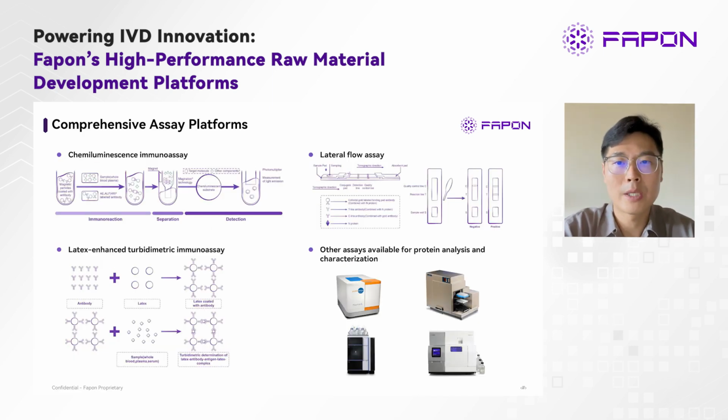In the next slide, I would like to show you our comprehensive assay platforms. We are able to routinely evaluate the performance of our raw materials on different assay platforms, as I mentioned before, including chemiluminescence immunoassays, lateral flow rapid tests, as well as immunoturbidimetry assays. Our team brings deep experience in key optimization steps, such as antibody pairing, conjugation chemistry, buffer system design, as well as matrix effect minimization across the 3 major assay platforms.